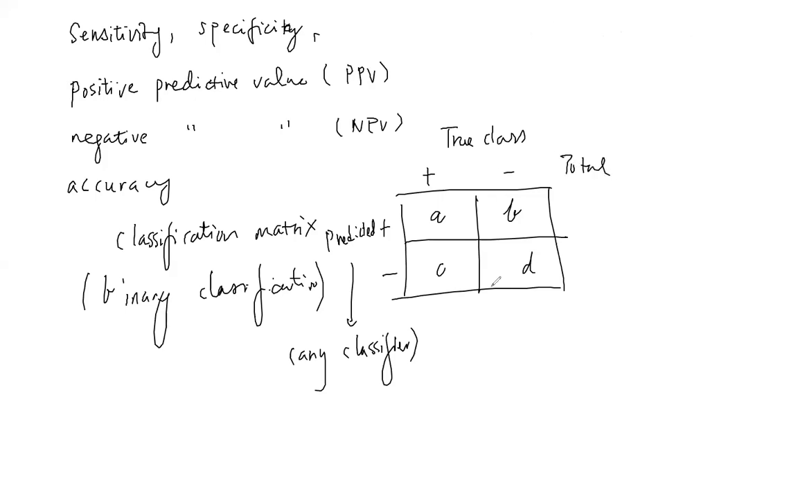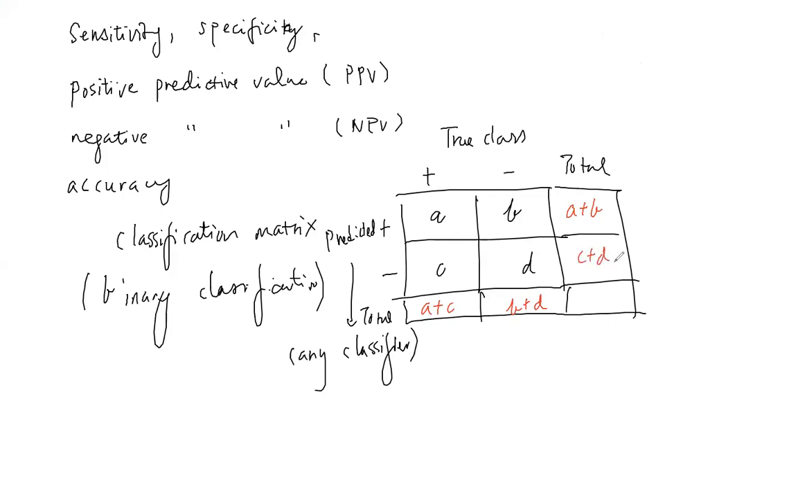Again, this is your total. This is your total, right? So this is A. This is A plus C. This is B plus D. This is A plus B. This is C plus D. So this is N, right? So N is A plus B plus C plus D. Okay.